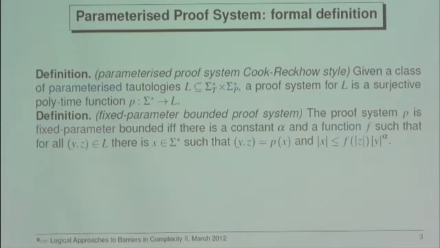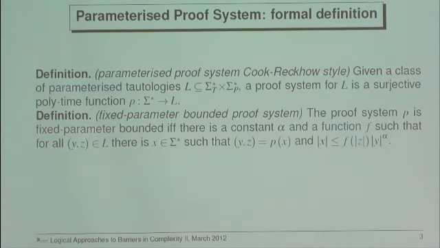We have some class of tautologies which are encoded as strings over some finite alphabet. A proof system then is a polynomial time computable function that takes a proof and returns a tautology. So the meaning is that a proof should be efficiently verifiable. Therefore, it's a polynomial time computable function. It looks at the proof and tells you what tautology this is a proof of.